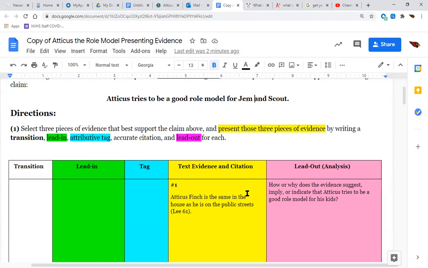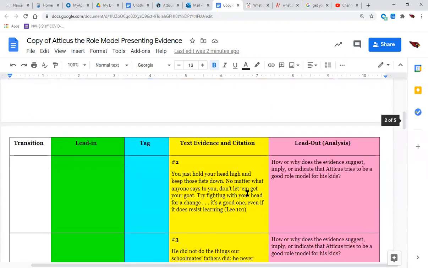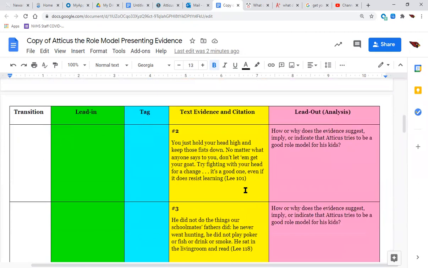So I just picked one of these pieces of text evidence at random. It was number two. It was like the first one that caught my brain, mostly because I don't think it's the greatest piece of text evidence in this whole document. And if you have to choose three and there's eight to choose from, I'm going to show you how you can even handle one that's not even a great piece of evidence to suggest Atticus is a good role model for, or tries to be a role model for his kids.